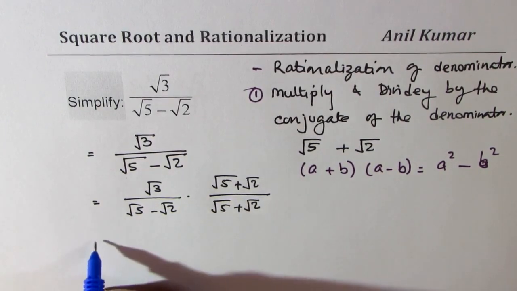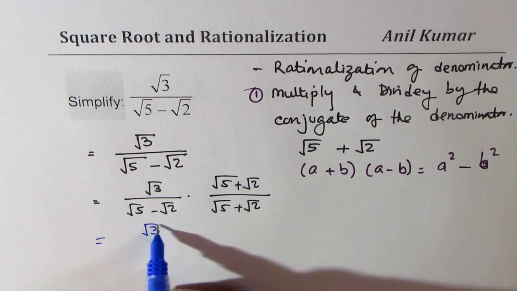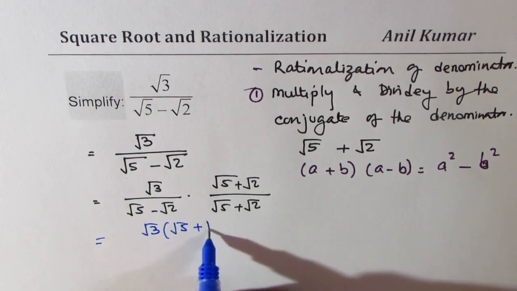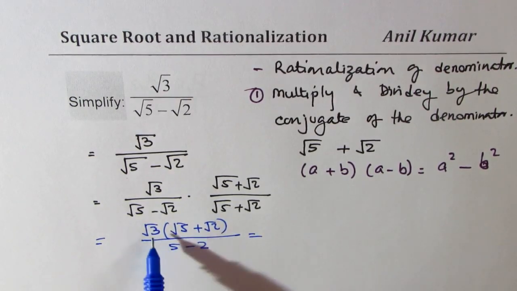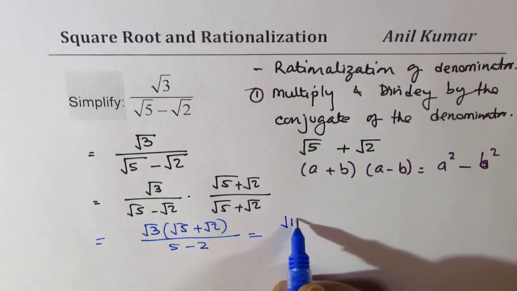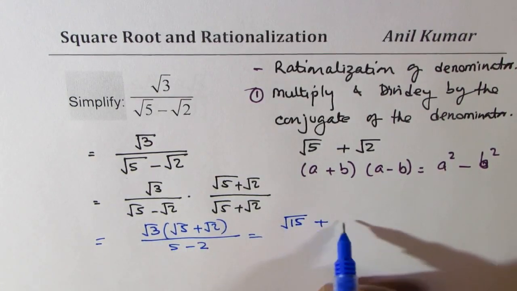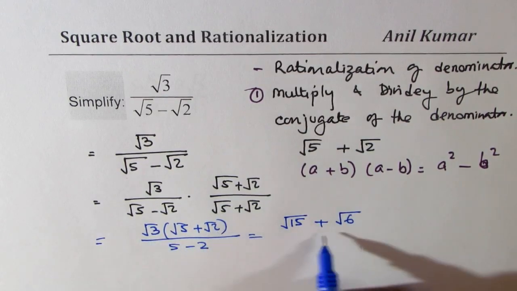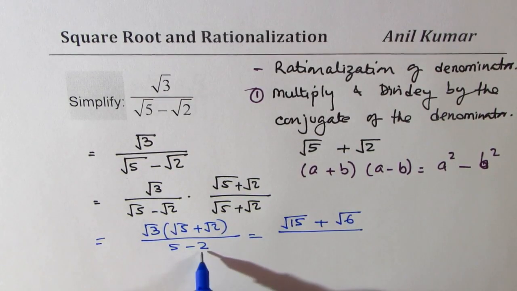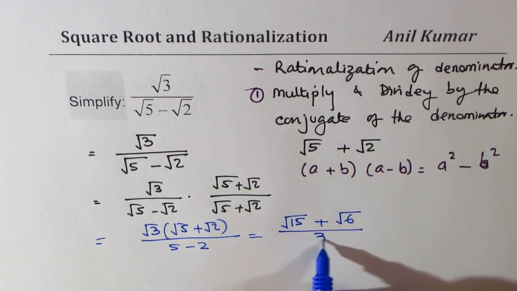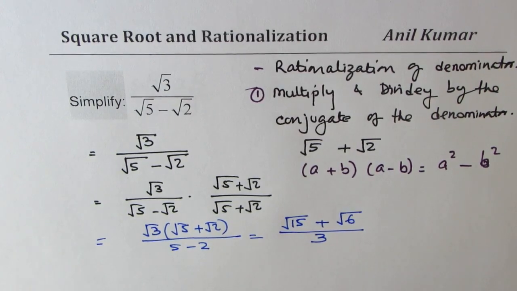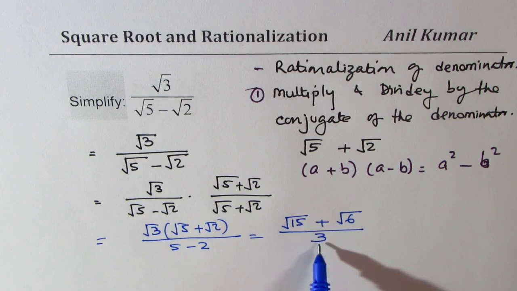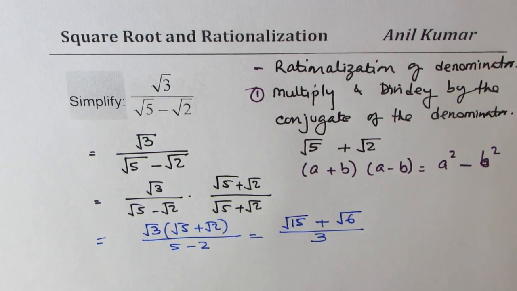So I could now write this expression as square root of 3 times square root of 5 plus square root of 2, and the denominator will be only 5 minus 2, which is 3. So let's expand the numerator. We get square root of 15, 3 times 5, plus square root of 6, 3 times 2, divided by 5 minus 2, which is 3. Do you see that part? So that is how I could simplify the expression and write it without a radical sign in the denominator. So that is a simplified version of what we had.